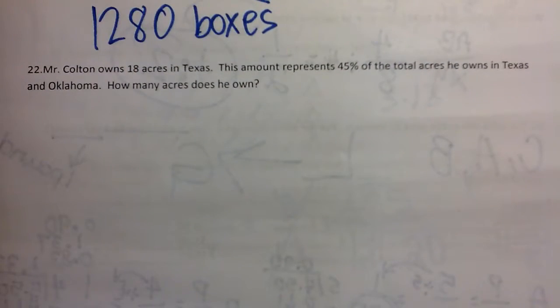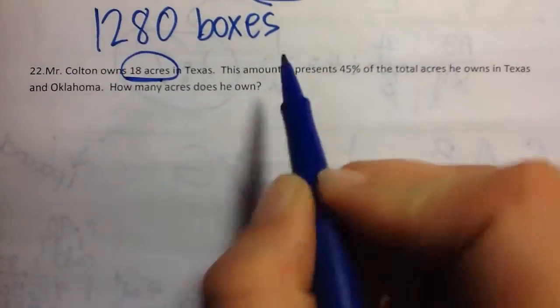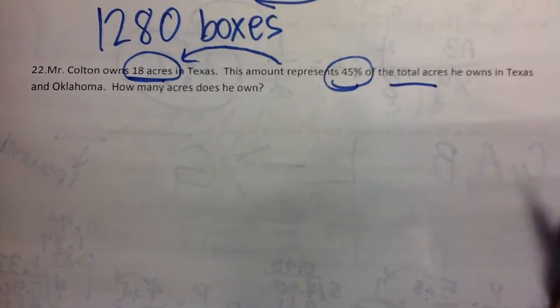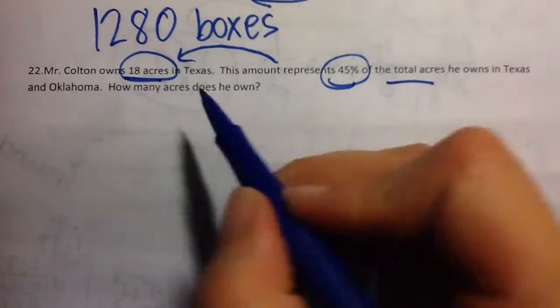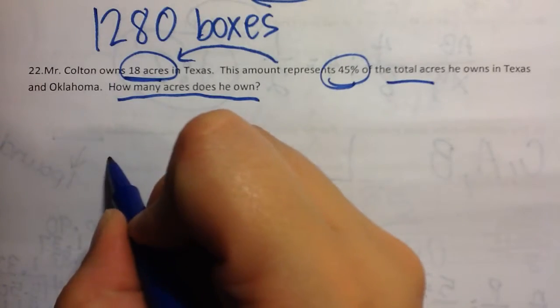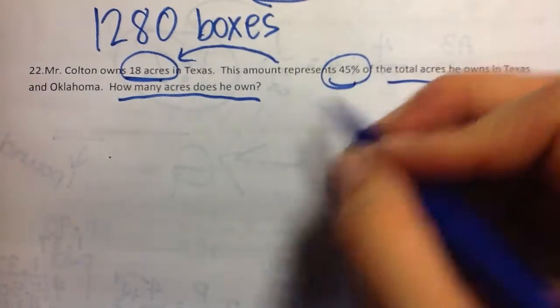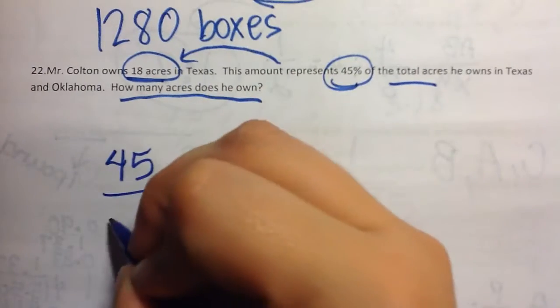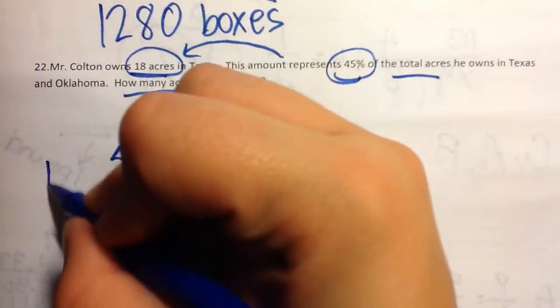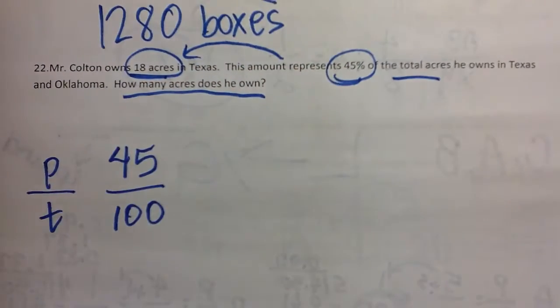Alright, Mr. Colton owns 18 acres in Texas. This amount, so we have 18 acres, and this amount is 45% of the total he owns in Texas and Oklahoma. How many acres does he own? So, we have 45%. We always know that 45% would be over 100. Percent is always out of 100. We have the part that he owns to the total.